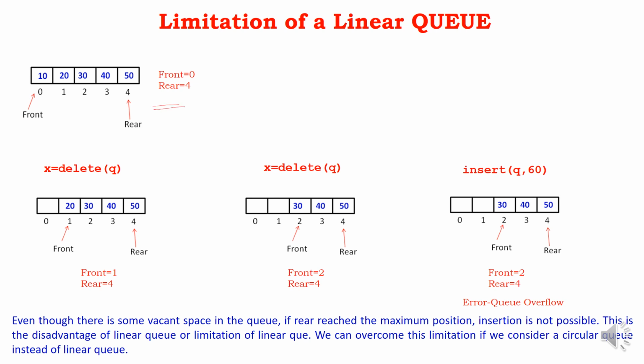Once the queue is full, you can delete elements. If you want to delete an element, you delete from the front end. Front is 0, rear is 4. Deletion means we delete elements from the front position. So apply the delete function. The element at location 0 is deleted, and front is increased by 1. So front is pointing to 1 now. Front is 1, rear is 4.